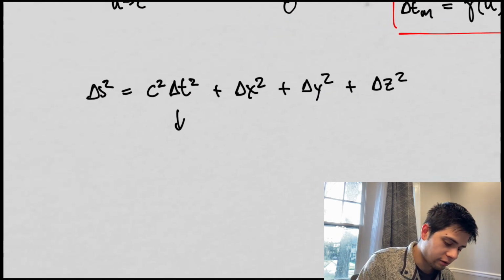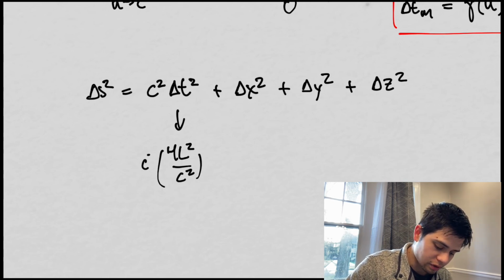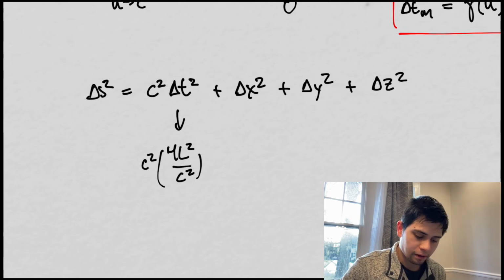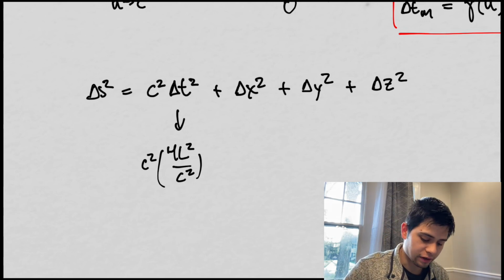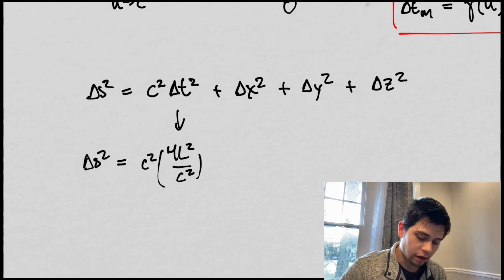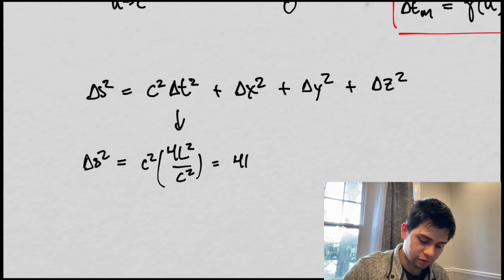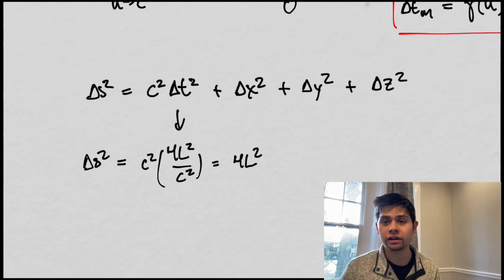We're going to get 4L squared over C squared times C squared. And since we're not moving in any x direction, we're going to get delta S squared of, well, that's just going to be 4L squared, right? So that's going to be 4L squared. That's all fine and good.